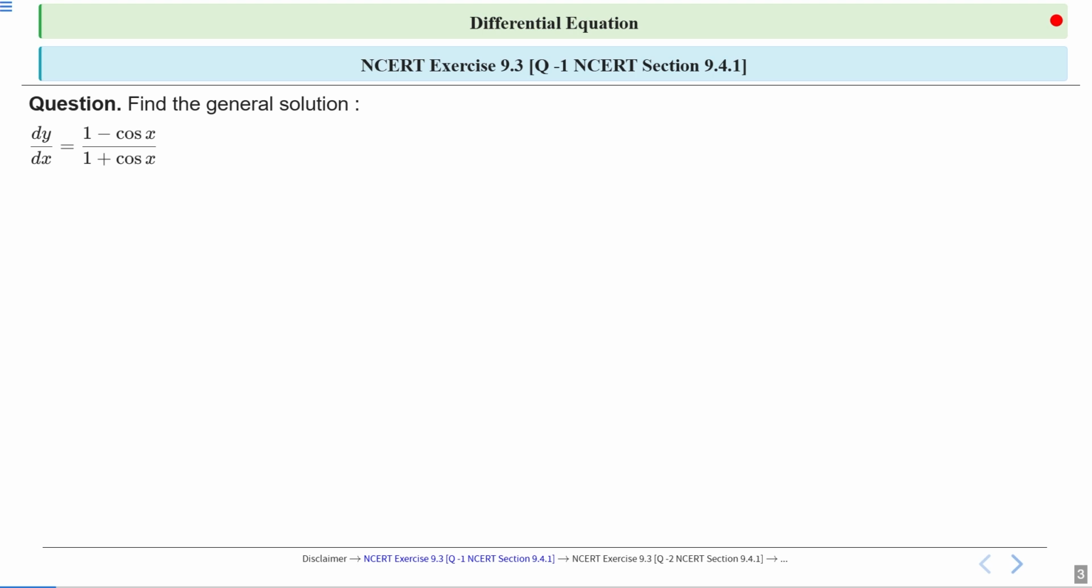So here the given differential equation is dy by dx is equal to 1 minus cos x by 1 plus cos x. The highest order derivative present is dy by dx, so order is 1, and as the highest power of dy by dx is 1, this given differential equation is of first order and first degree kind. And also we can separate the variable here, so just try to solve this differential equation by using the variable separable method.